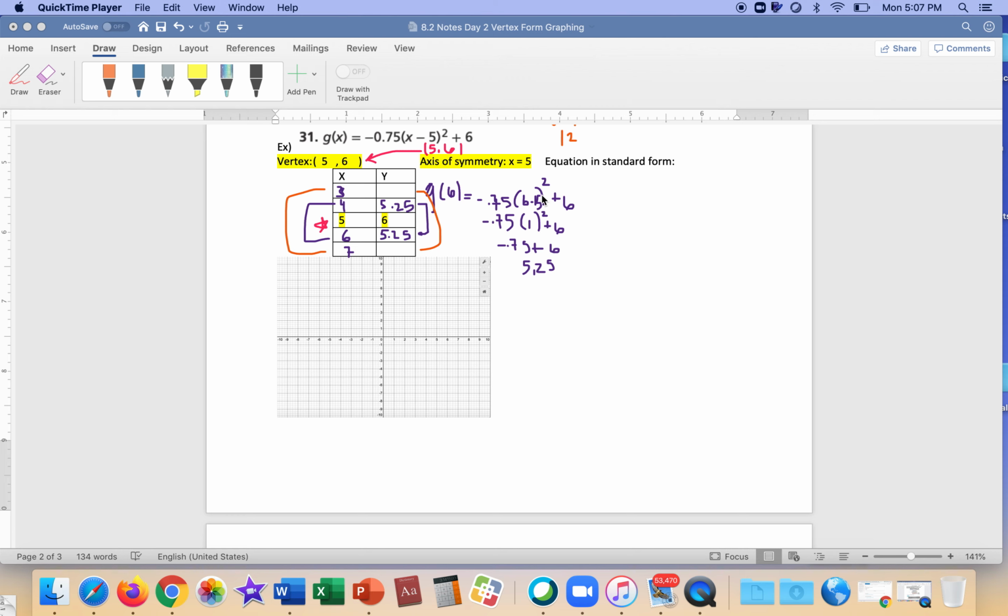Parentheses first. So 6 minus 5 is positive 1. Then 1 times 1 is 1. So then 1 times negative 0.75 is negative 0.75. Then we add 6, we get 5.25.